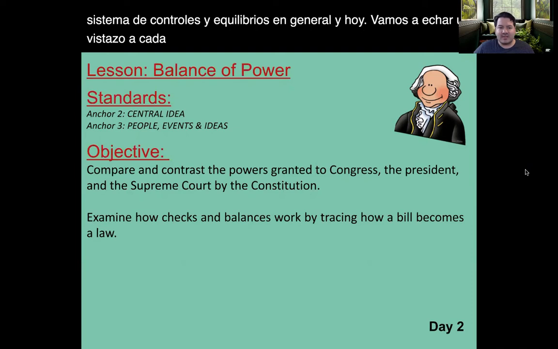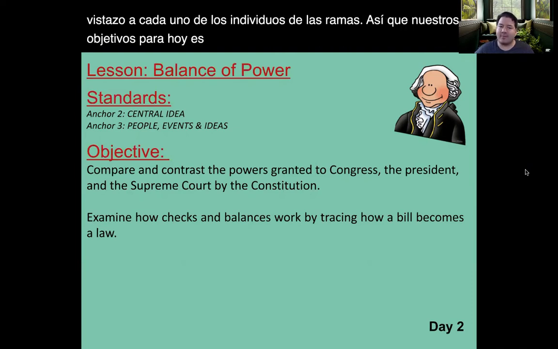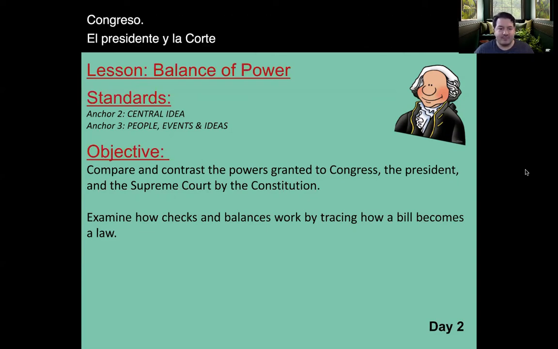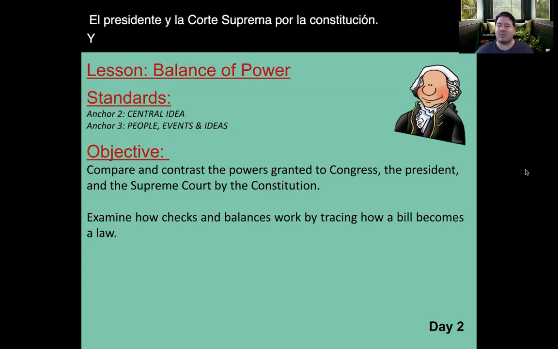So our objectives for today are to compare and contrast the powers granted to Congress, the President, and the Supreme Court by the Constitution, and then examine how checks and balances work by tracing how bills become laws.